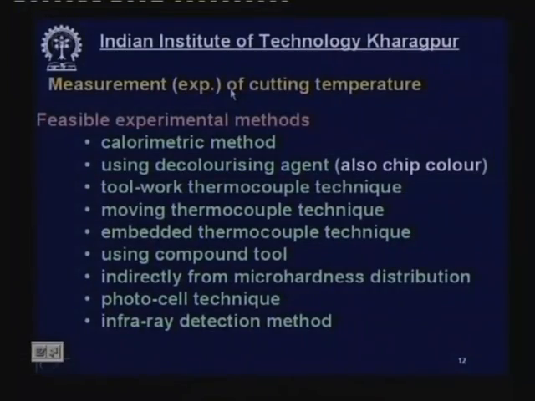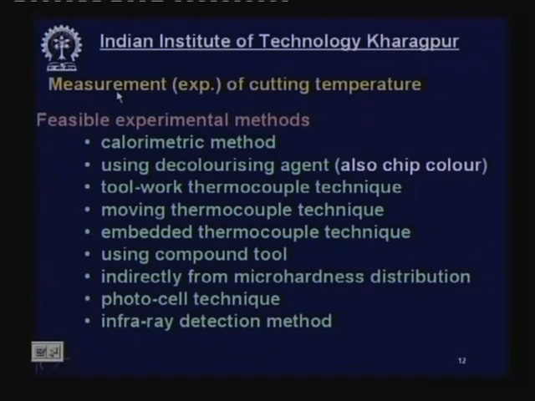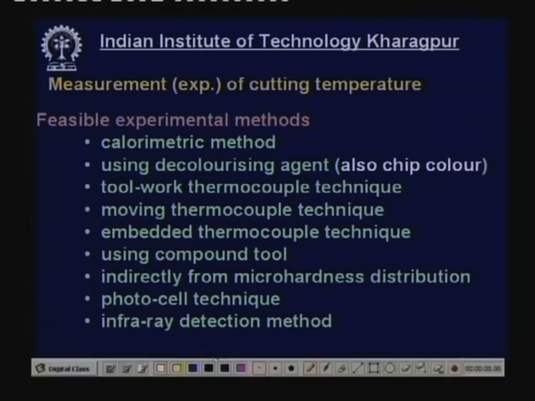Now, what we have discussed are analytical estimations. Now, we shall see how the measurement is possible: experimental measurement or experimental determination of cutting temperature. There are many methods which can be applied. Some of the methods are feasible, some of them are not that feasible, some methods are very accurate, some methods are not accurate, and so on.